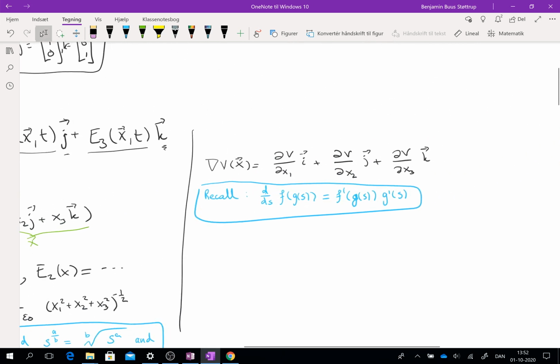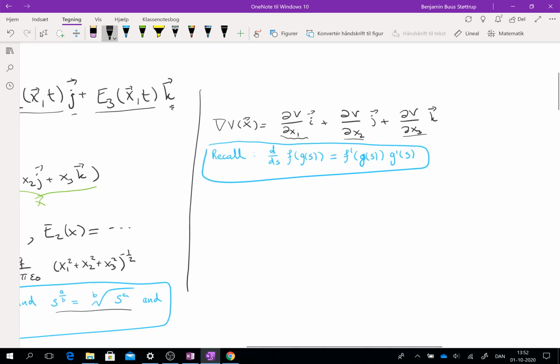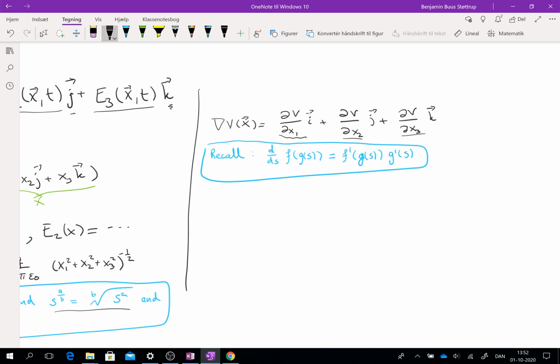Because when we want to find the gradient, well, what we want to do is the gradient is given as we take the first partial derivative of v as the first coordinate, the second partial derivative as the second coordinate, and third partial derivative as the third coordinate. So that's basically it. So when we differentiate, let's try and do the first one. So we say dv dx1.